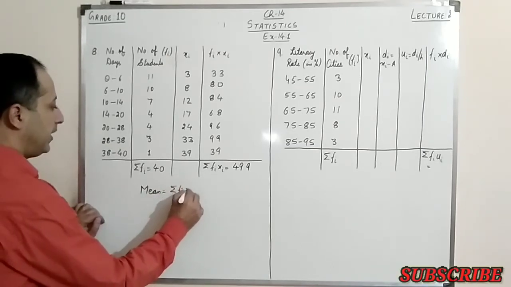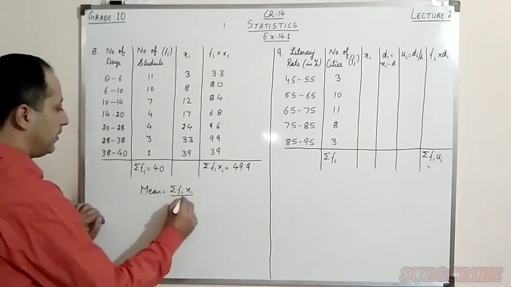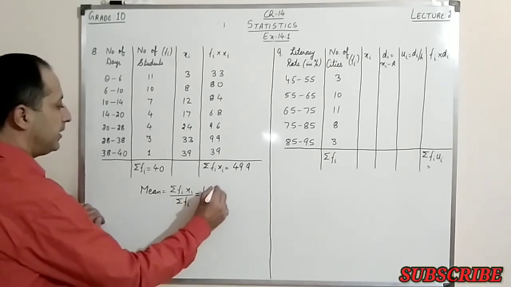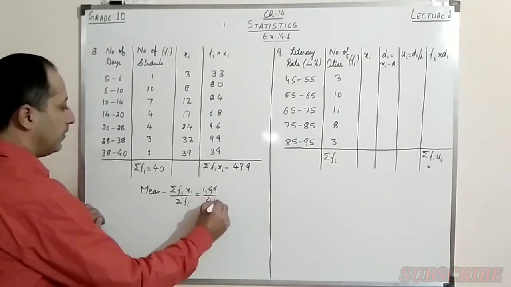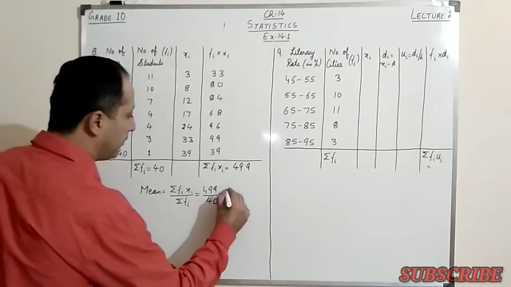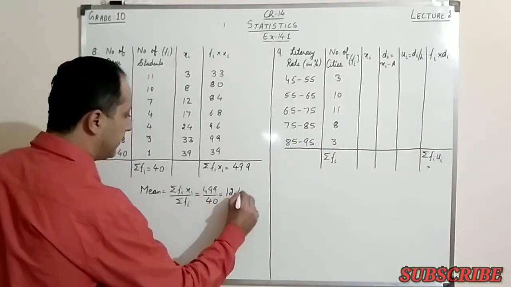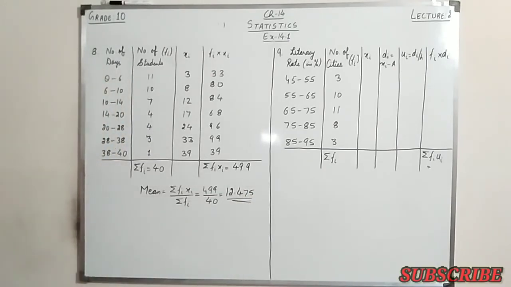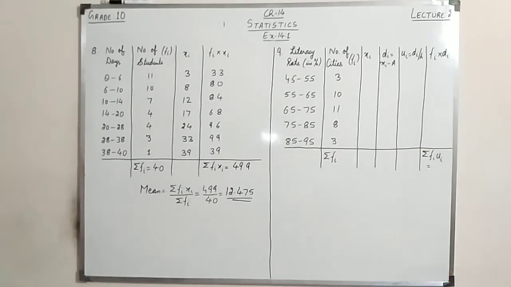The value of mean is equal to summation fi xi upon summation fi, and that is 499 upon 40, right? And after dividing, what we get, let's see. We get here 12.475. That is the answer. Right? Now let's go to the last question of this exercise, that is question number 9.